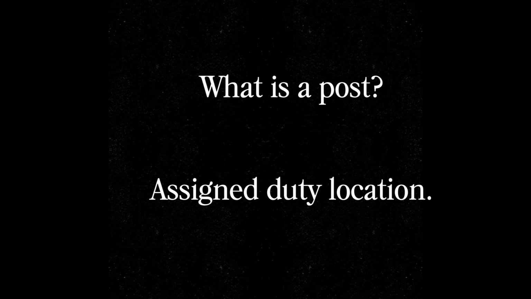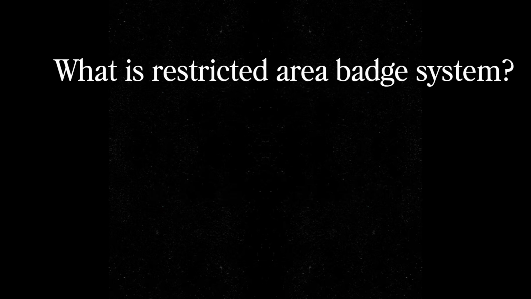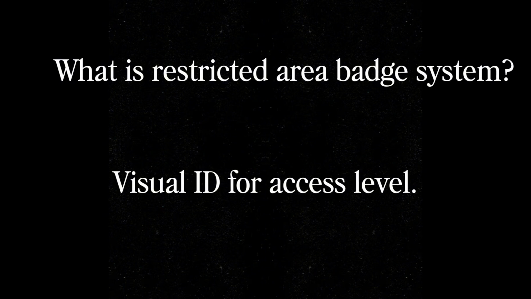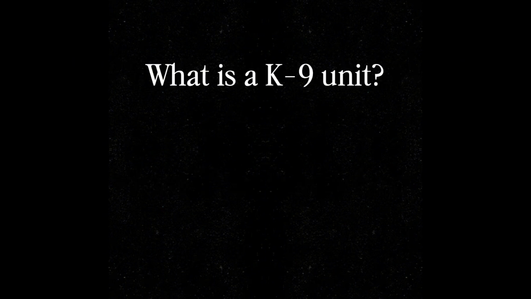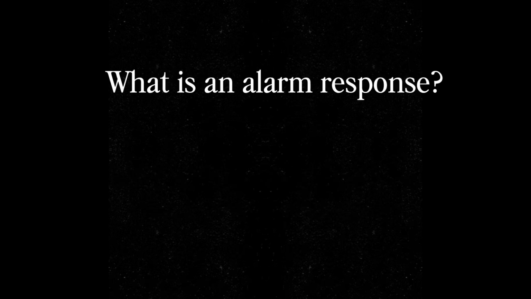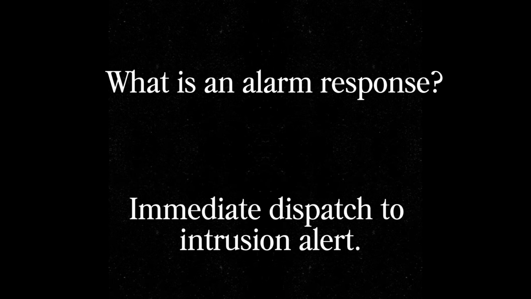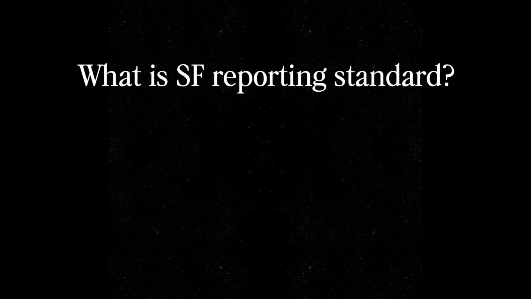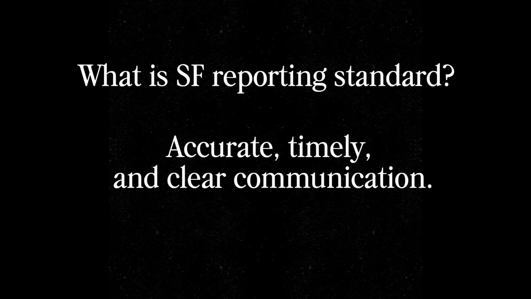What is a post? Assigned duty location. What is restricted area badge system? Visual ID for access level. What is a K9 unit? Military working dog team. For detection, security. What is an alarm response? Immediate dispatch to intrusion alert. What is SF reporting standard? Accurate, timely, and clear communication.